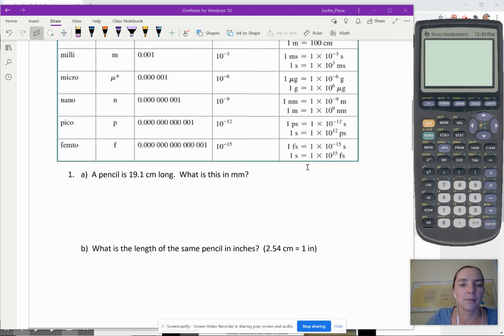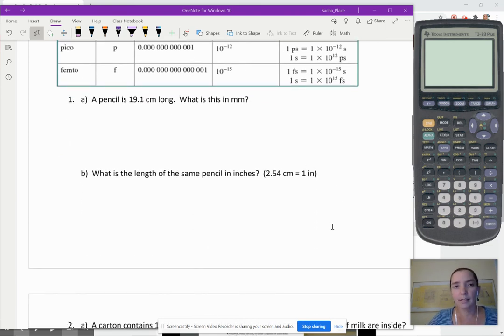So we're going to jump right in with this first question. It says a pencil is 19.1 centimeters long. We want to know what this is in millimeters. And I'm going to give you an equality here, although you probably already know this. That equality is that 1 centimeter is the same thing as 10 millimeters. So that's sort of like the equalities that you see in that table. And we can write those as unit conversion factors by writing them as fractions. But for right now, we're going to solve this problem.